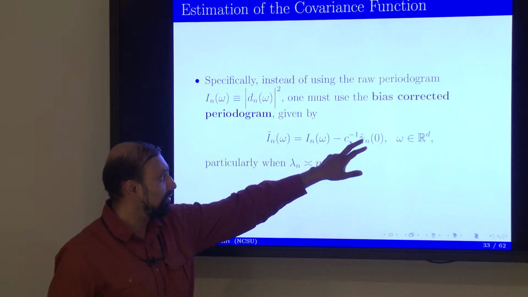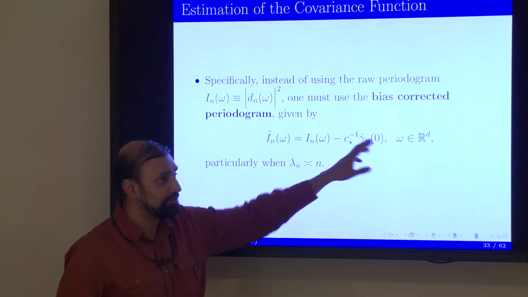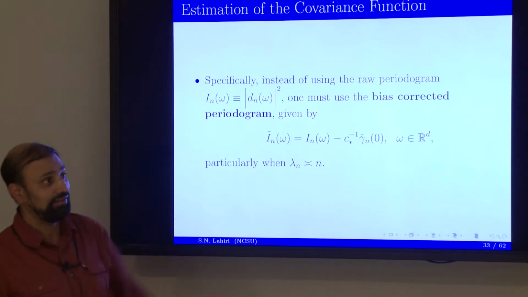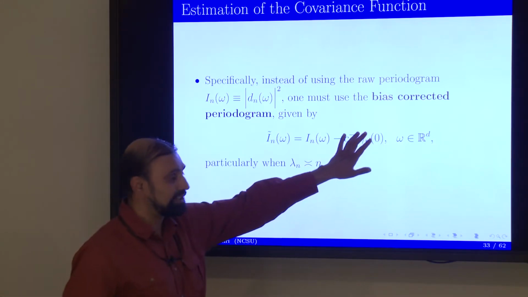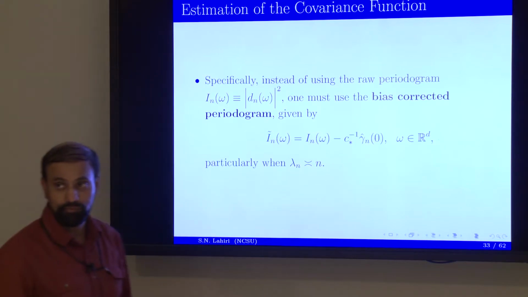And this should be capital gamma hat n0, but they're the same at integer points, so I think I'm okay. This is an estimate of the variance of the process. Okay.